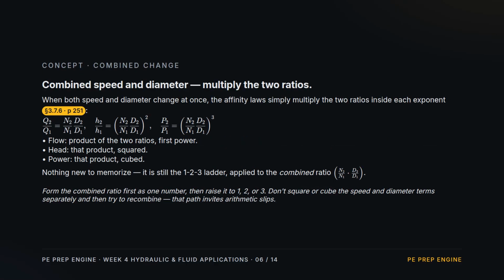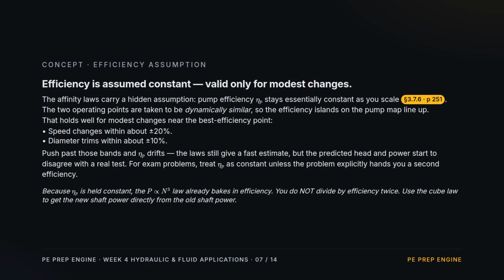Both change at once. Multiply the two ratios inside each exponent. Flow gets the product to the first power, head squared, power cubed. Nothing new, still the 1, 2, 3 ladder on the combined ratio. The clean way is to form the combined ratio as a single number, then raise it to 1, 2, or 3. Don't square and cube the pieces separately. That's where slips happen.